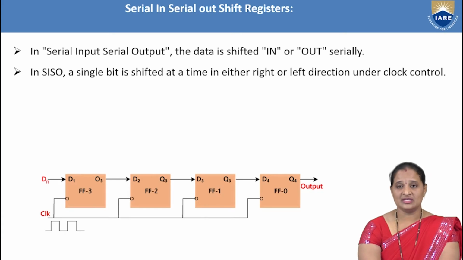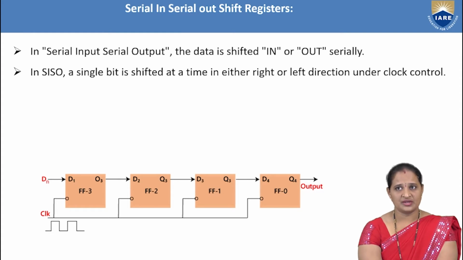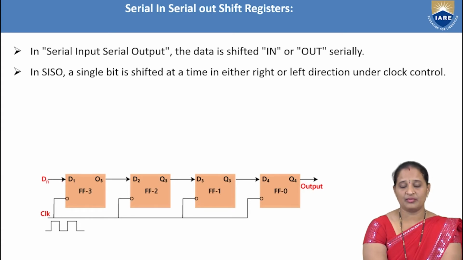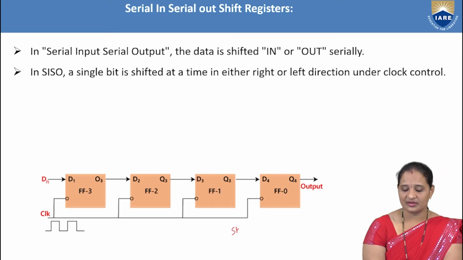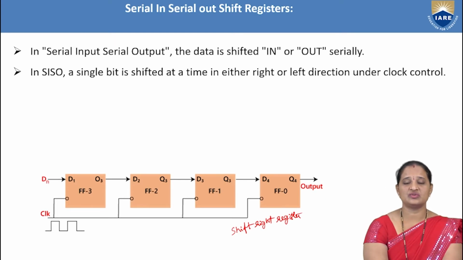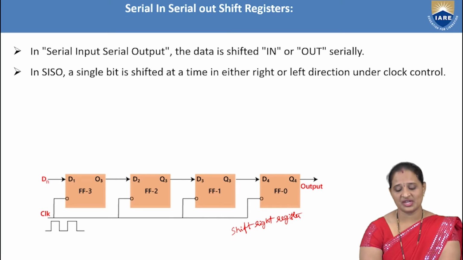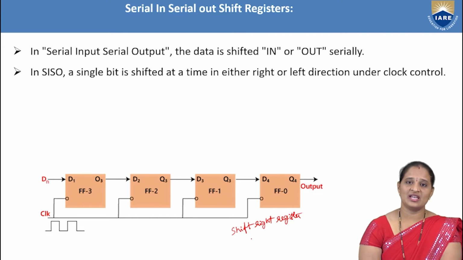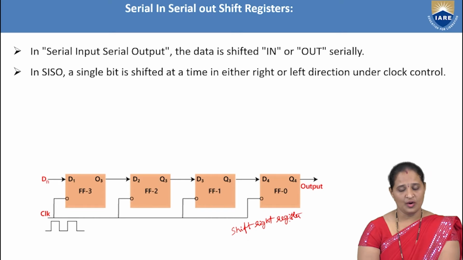We have used D flip-flops here, and this register is a 4-bit serial in, serial out shift register in which the data can be shifted either to the left or right. As we have taken data input at the leftmost flip-flop, we can consider this a shift right register. We are taking the output from the rightmost digit. So this register is used to shift the data in the right direction, and it is an example of a shift right register operating in serial in, serial out mode.